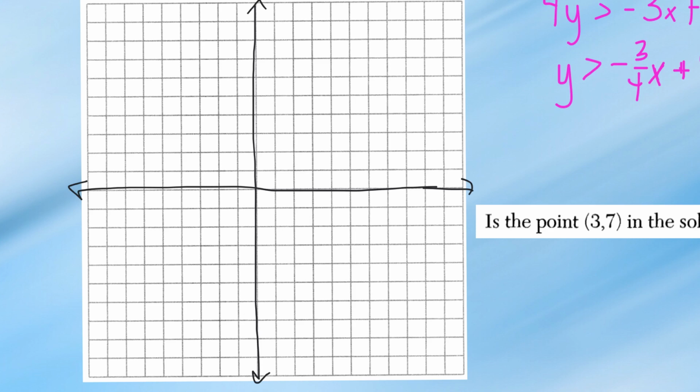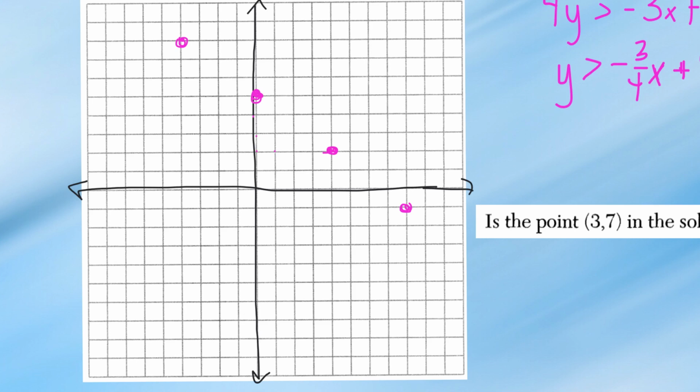So our first inequality had a y-intercept at positive 5. Yeah, that's right. 1, 2, 3, 4, 5. So that'll be right on here. And a slope of negative 3/4. That means we could go 3 down and 4 to the right. 1, 2, 3, 4. So right there. Again, 3 down, 4 to the right. And also we could go the opposite way. So 4 to the left and 3 up from here.